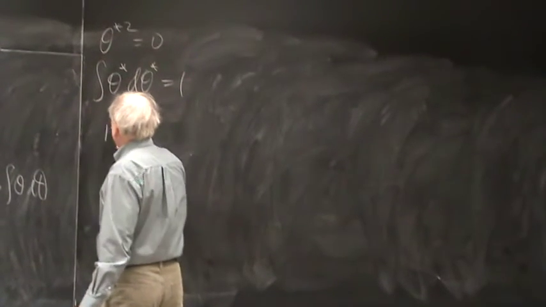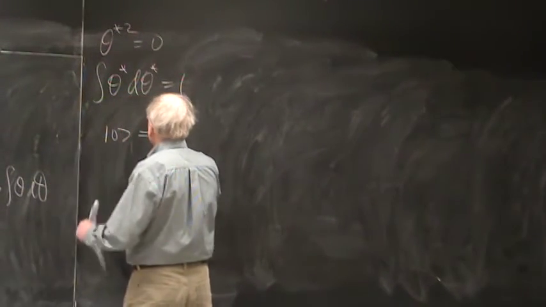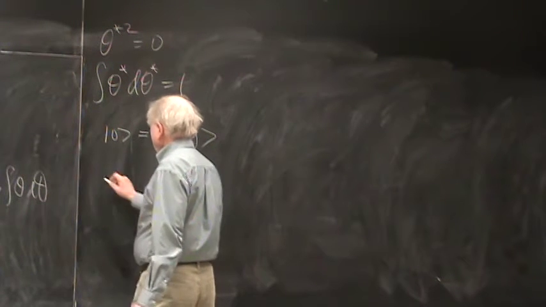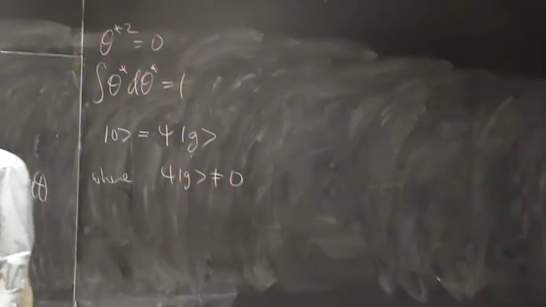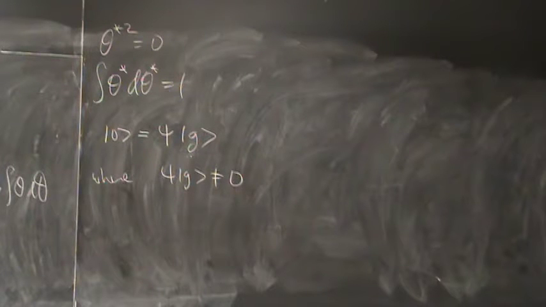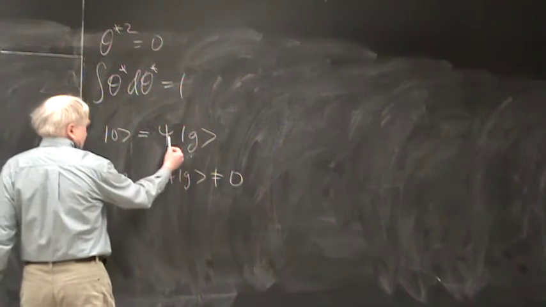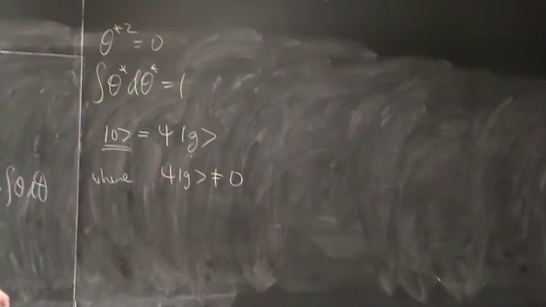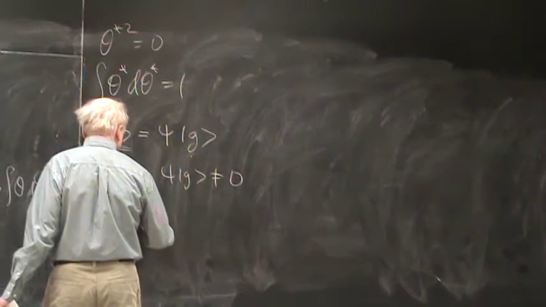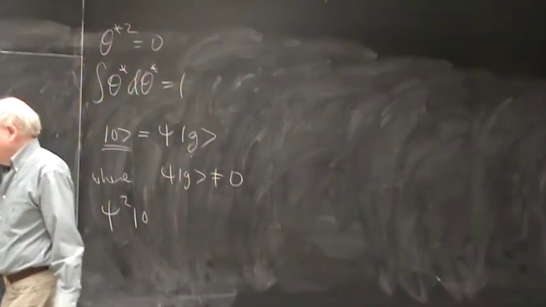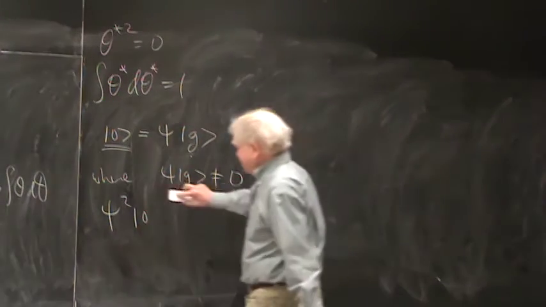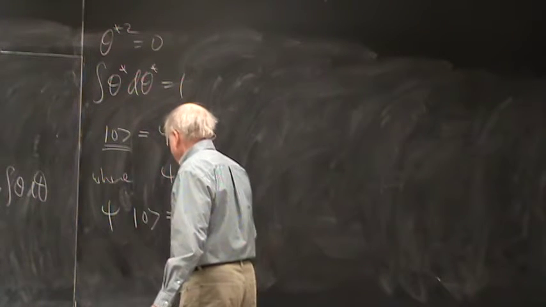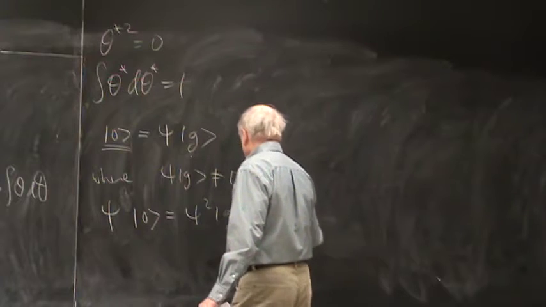Okay, now we're going to define the ground state as psi on G, where of course psi on G is not equal to zero. So you pick some state that's not annihilated by psi, and then you hit it with psi, and we're going to call that the empty state. And psi on the empty state is therefore psi squared on G, and that's zero.